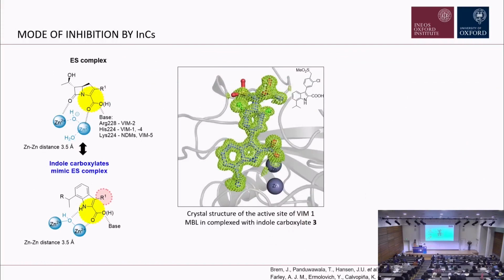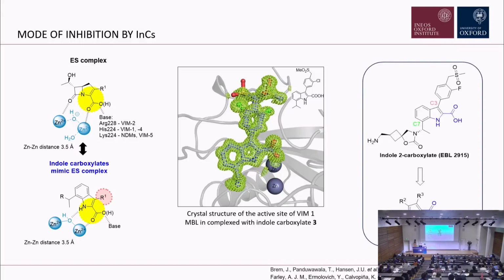One of the reasons why indole carboxylate had better activity is because of its mode of inhibition. So rather than just binding to the zinc metal ions in the active site, the indole carboxylate is mimicking the enzyme substrate complex of MBL and carbapenem. So this is the enzyme substrate complex of MBL and carbapenem, and this is the complex of indole carboxylate and MBL. This mode of inhibition was also supported by the crystal structure, and this result was published in 2022 in Nature Chemistry.